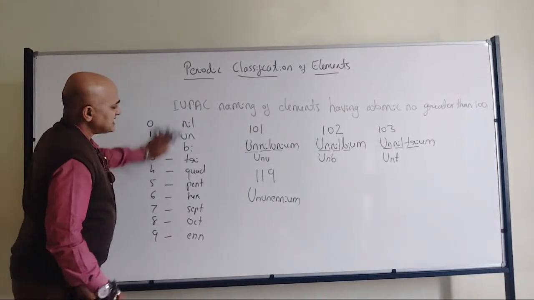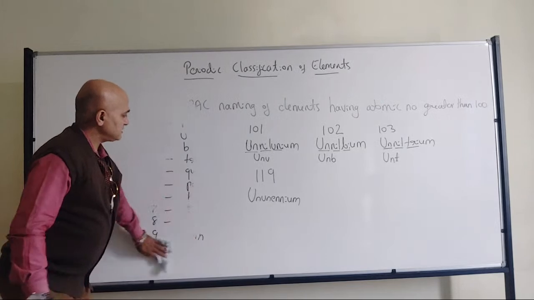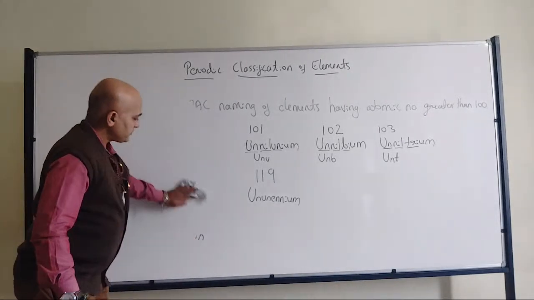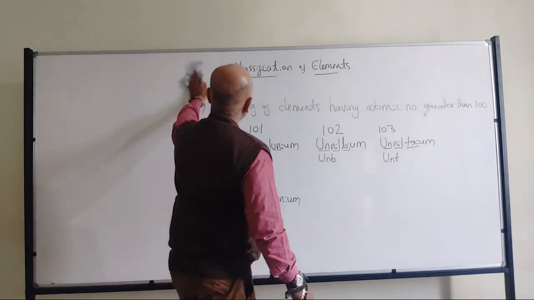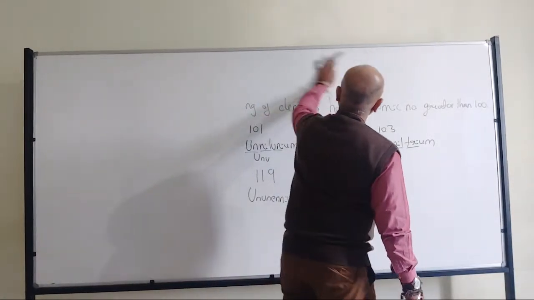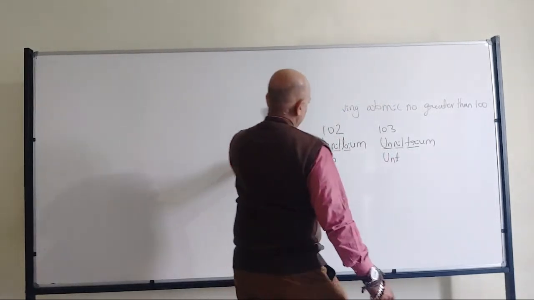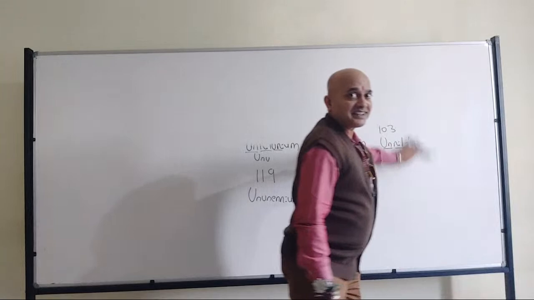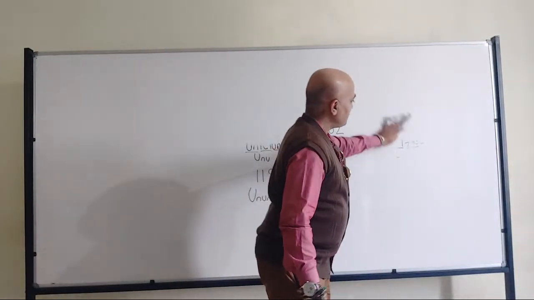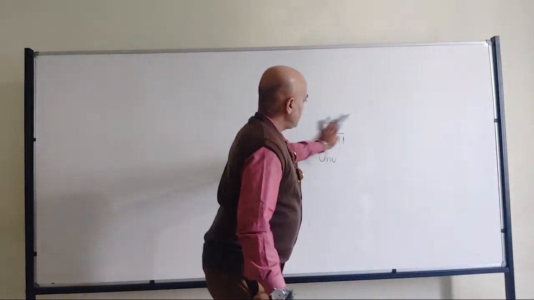So we have to practice with some more numbers. Okay now? So by this we are done with the periodic classification of elements. Class is not over. Don't be happy. Okay na? Class is not over. Still I will take a few minutes.